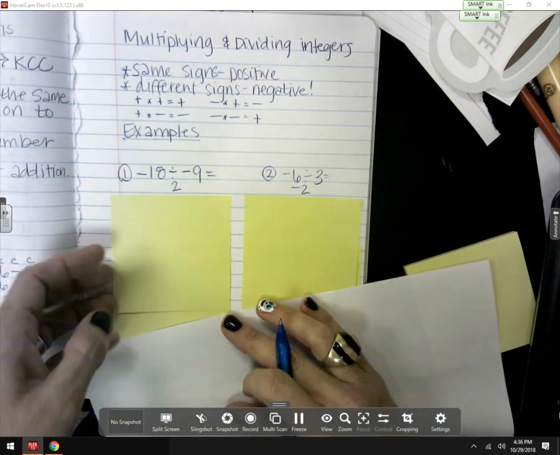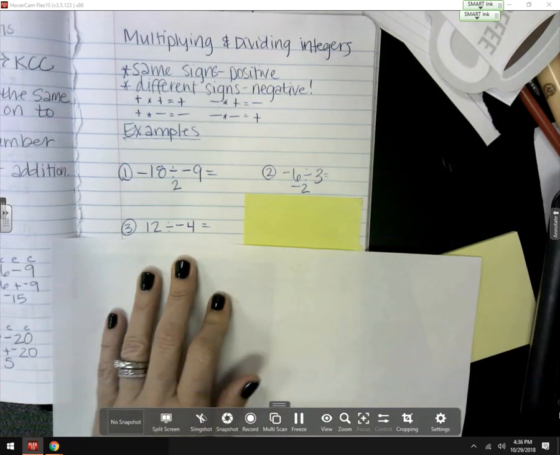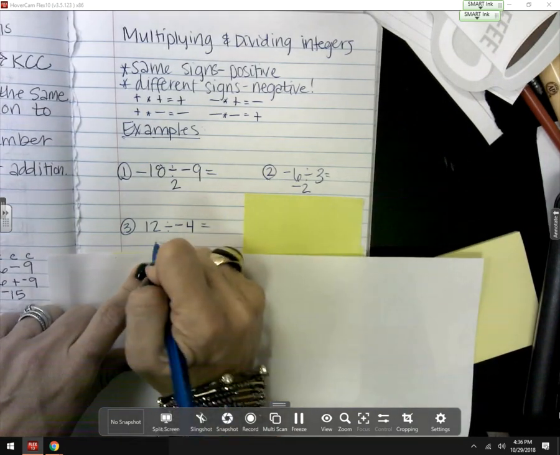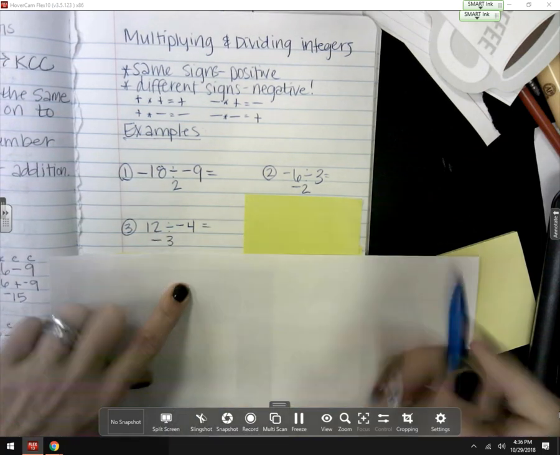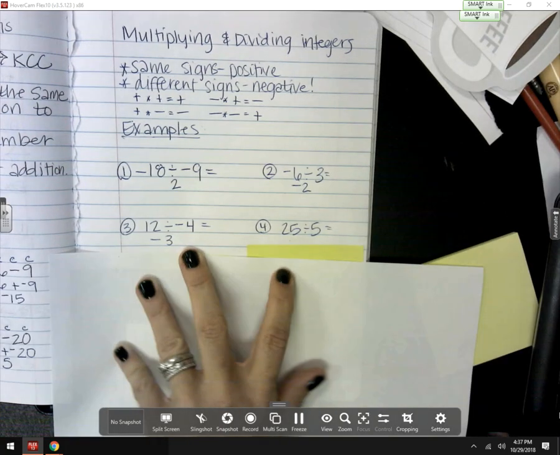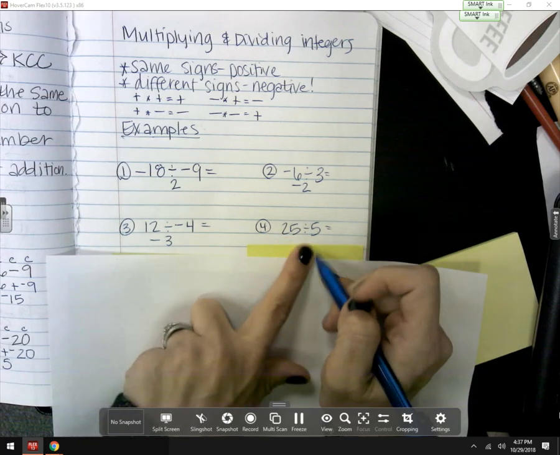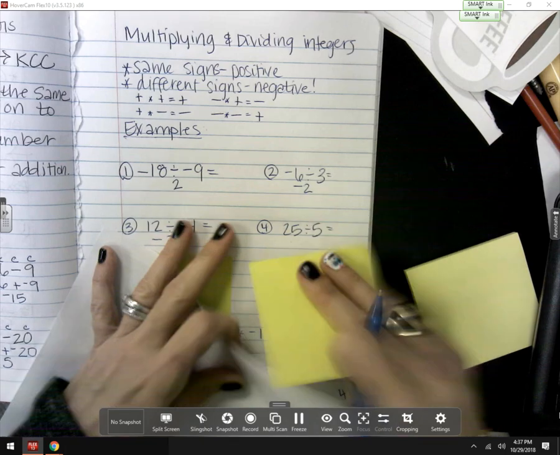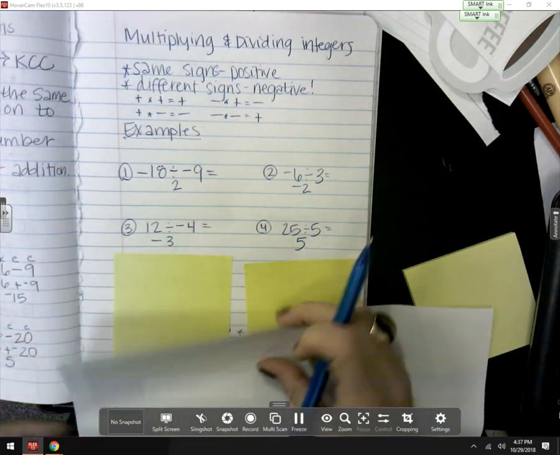All right, here's another one for us. 12 divided by negative 4. So my signs are different. My answer is going to be negative. 12 divided by 4 is 3. So my answer is, you guessed it, negative 3. All right, and now I have a positive divided by a positive, and you guys already know how to do this. So 25 divided by 5 is 5, and my signs are the same, so my answer is positive.